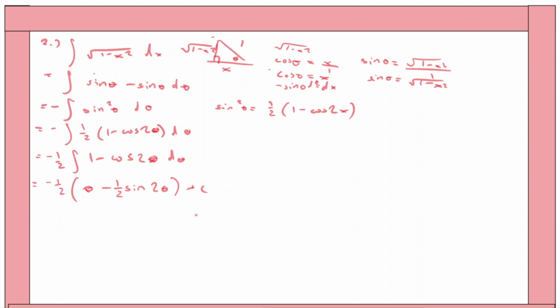Now this trick only works with linear terms though, but you're free to use it for any function like this minus that has the linear term in it. Now we're going to distribute the 1/2, so this turns into negative 1/2 theta minus 1/4 sine of 2 theta plus c.